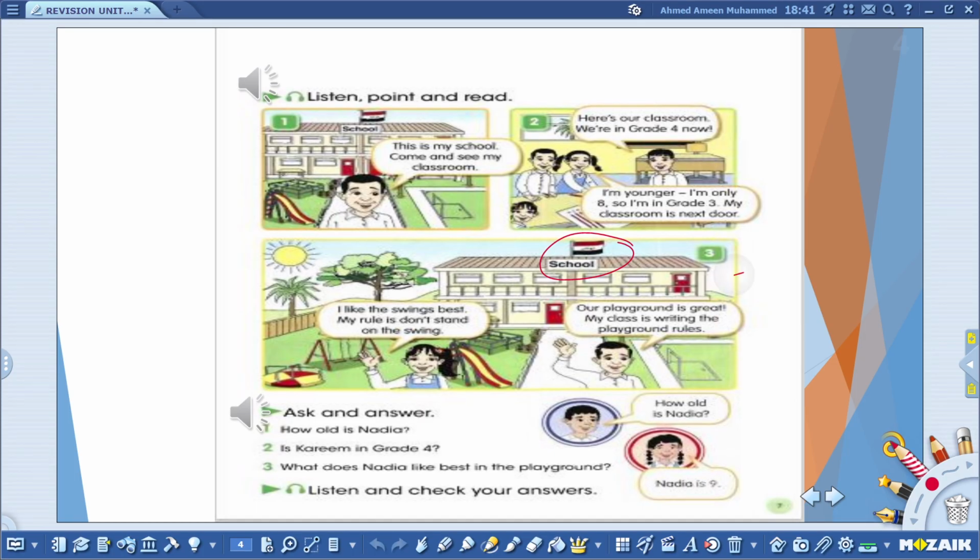Number three. I like the swing best. Nadia says I like the swing best. My rule: don't stand on the swing. Here they write the playground rules. What are their rules? Don't stand on the swing. Our playground is great.